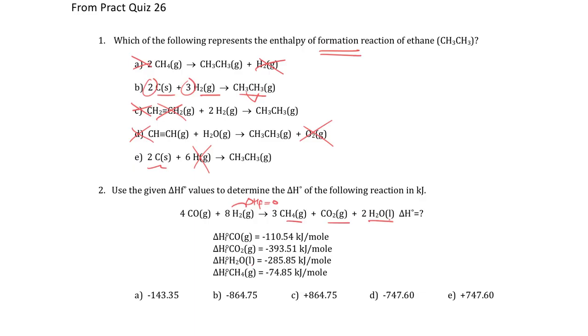So we'd be doing 3 moles times the CH4. So I do 3 times negative 74.85. And we're summing up. So I go plus 1 mole times the CO2. CO2 is negative 393.51. And then again, plus, and then 2 times for water, it's negative 285.85. And then subtracting the reactant, sum of the products minus the reactant, so then I'm subtracting 4 times CO.